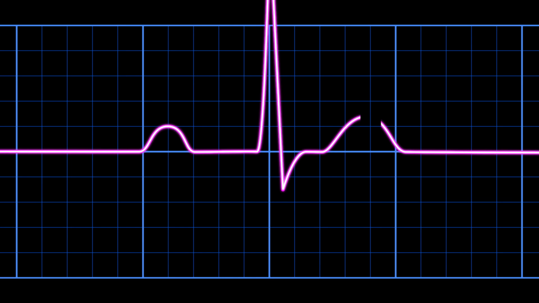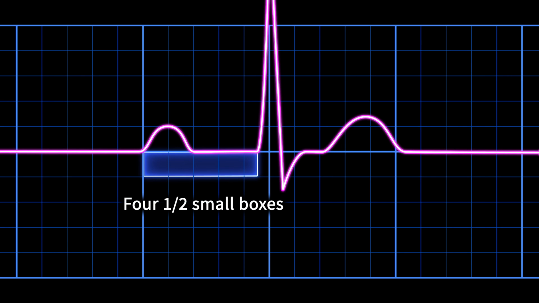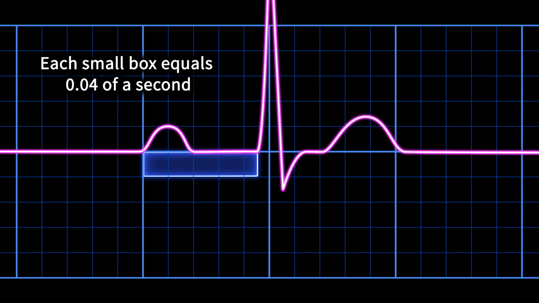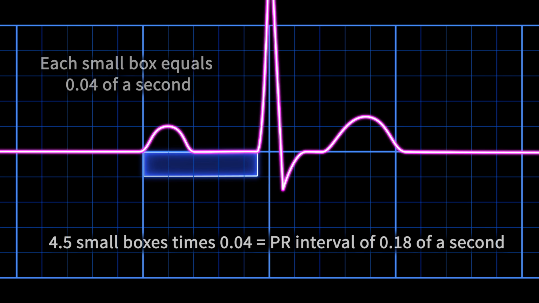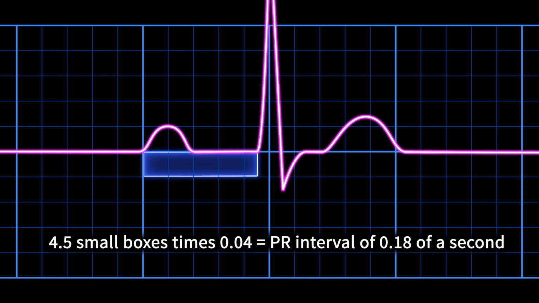Last one, what is the PR interval in this strip? Note, there is no Q wave, so the measurement is up to the beginning of the R wave. 4.5 small boxes, each box is 0.04 of a second. 4.5 boxes times 0.04, the PR interval is 0.18.